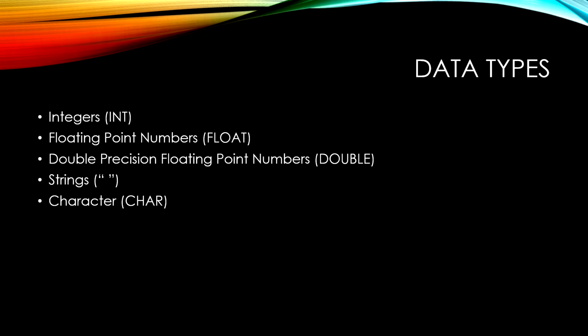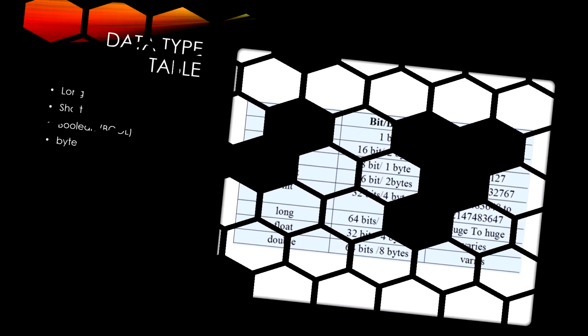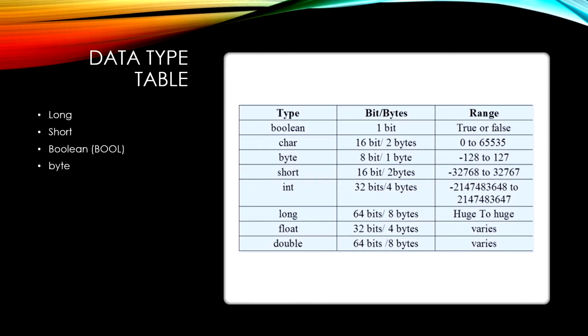Next we have a table for you. Here we're going to show a few other types of data types. We have long, short, bool, byte, etc. We have all of these things. Long is basically like literally long. Long int, we use this in programming as long int, and it gives a larger range.